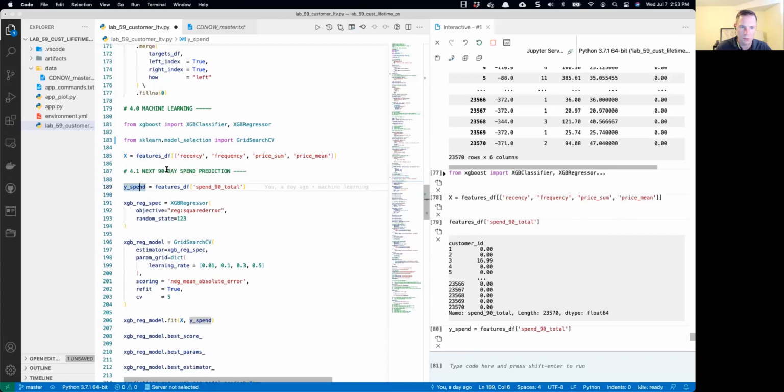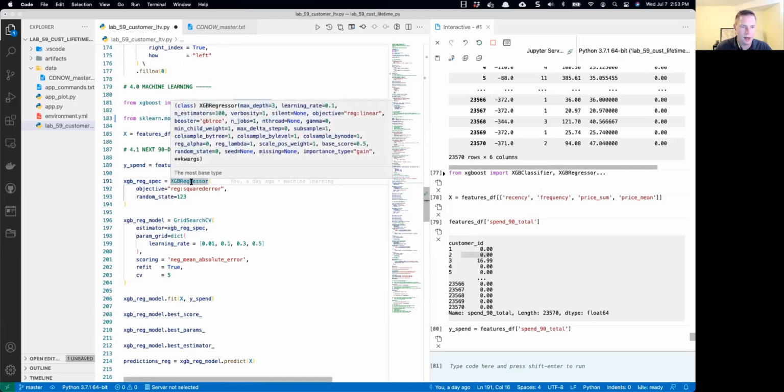for our first question, which is the next 90-day spend prediction, the regression problem. What we're trying to figure out is how much are they going to spend in the next 90 days. And we want our algorithm to predict $16 for this person, and we want it to predict 0 for these people.